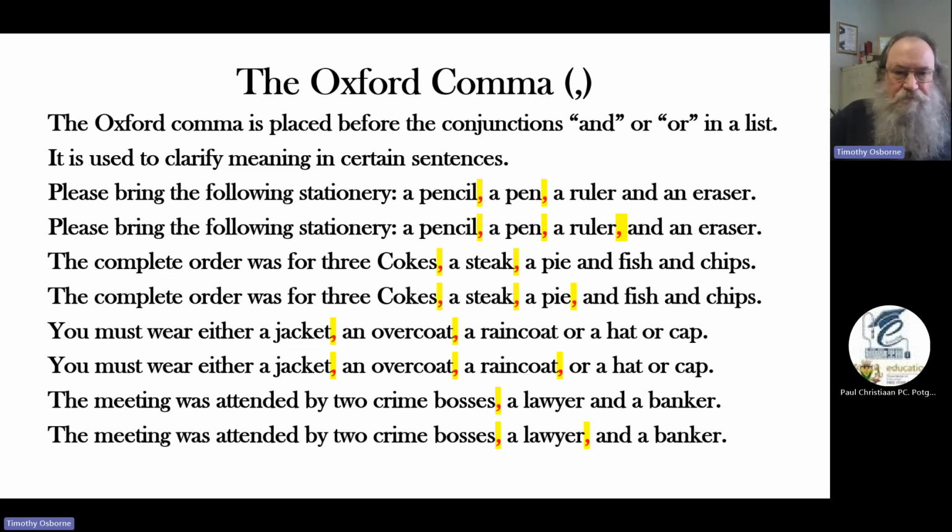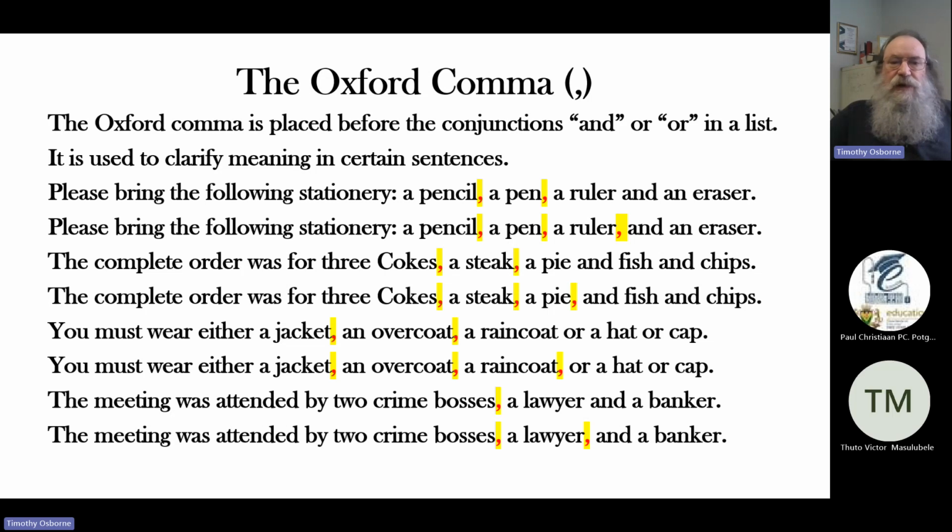Let's take a look at this one. One of my favorites. The meeting was attended by two crime bosses, a lawyer and a banker. Now that implies that the two crime bosses were, respectively, a lawyer and a banker. However, put in the Oxford comma and the intended meaning becomes clear. The meeting was attended by two crime bosses, a lawyer, and a banker. So it's a total of 4 people that are attending that meeting, not just 2, if that Oxford comma is used.